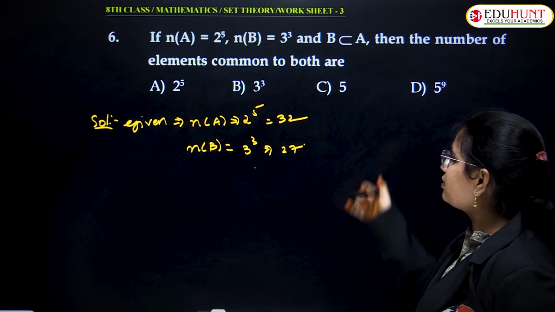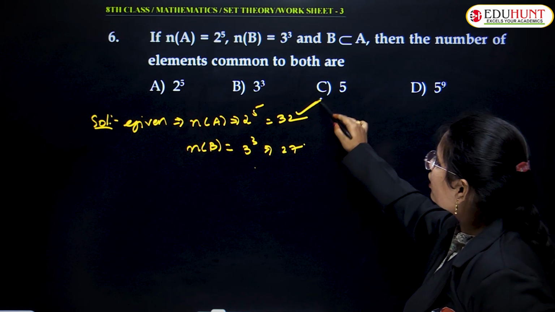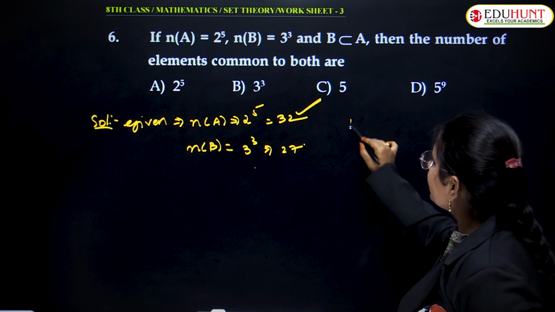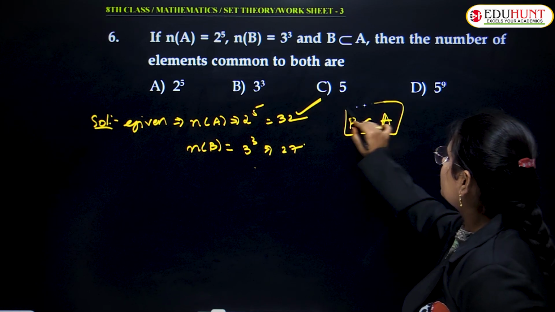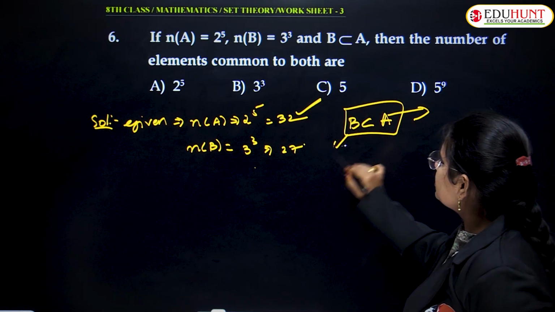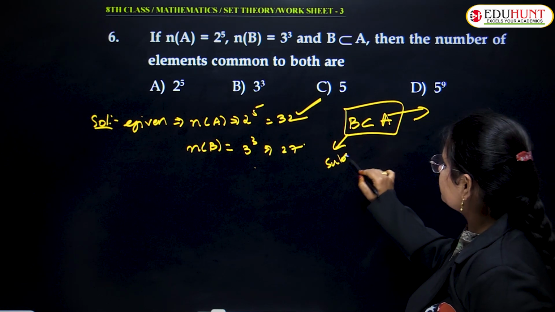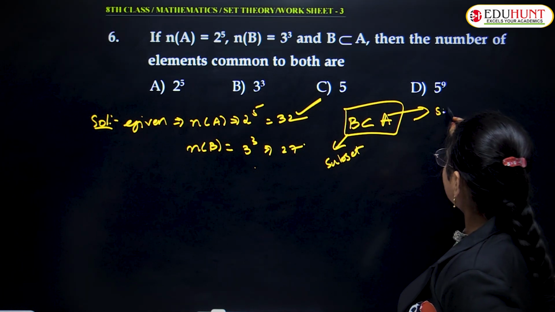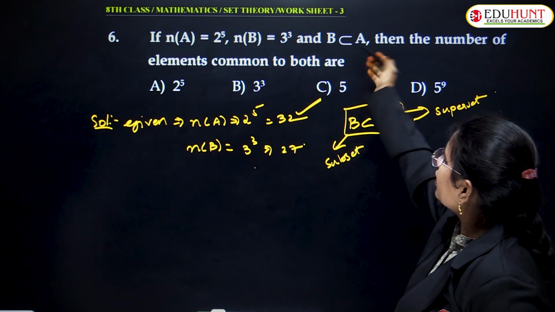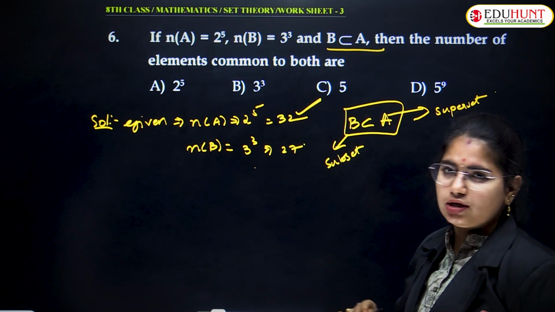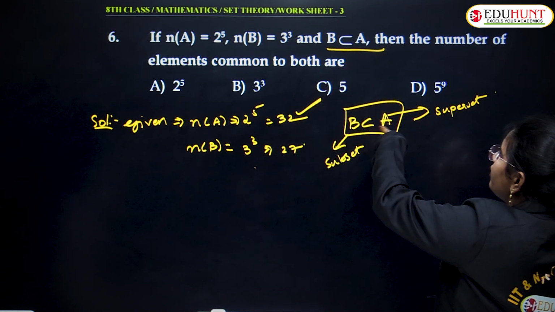The number of elements: the bigger set is A only, right? So we can write the result that B is a subset of A. This is the bigger set, and this is the subset. Subset and superset, fine. That was also given, you no need to learn. Of course, B is a subset of A.